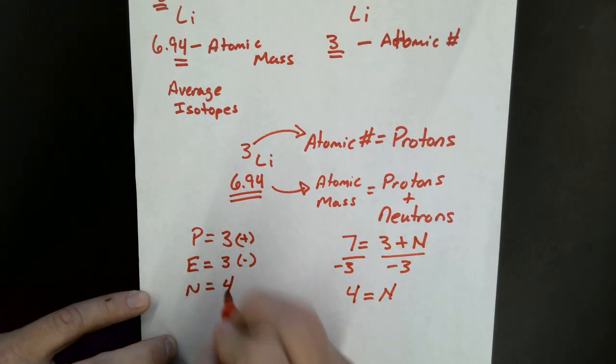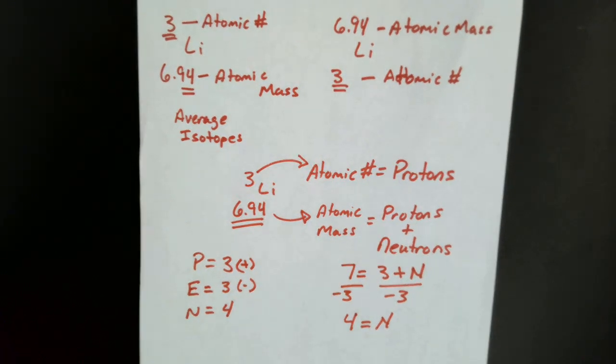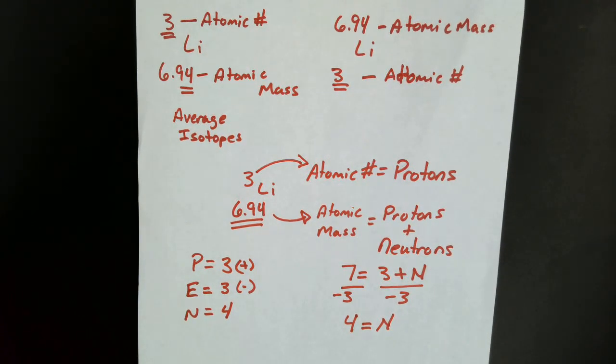And again, neutrons are neutral. It doesn't affect the charge of the atom, whether it's positive or negative. It just helps make up the central mass of the atom itself. So that's how we can find the atomic number, the atomic mass, the number of protons, neutrons, and electrons in an atom.